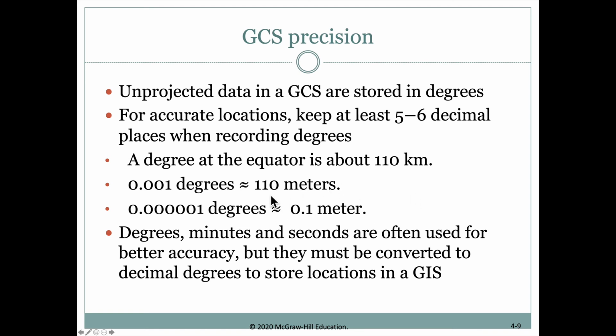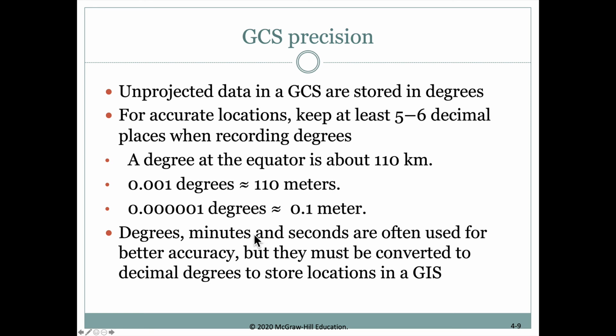One important thing to remember with this is we want to keep a lot of decimal places if we do this, because we want to keep at least 5 to 6 decimal places, because if we just stop after 3, that gives us uncertainty of about 110 meters. But if we can get it out to the 6th decimal place, then that's within 0.1 meter, which is a pretty good estimate of where we are on the surface of the Earth.